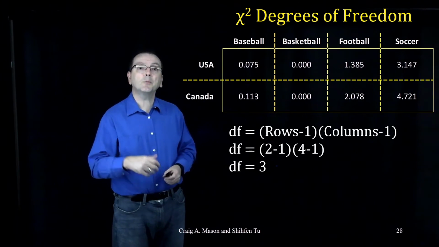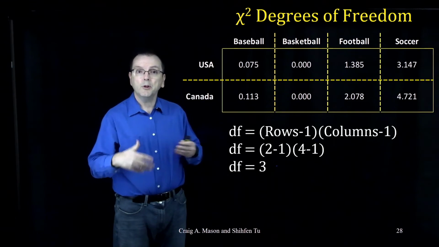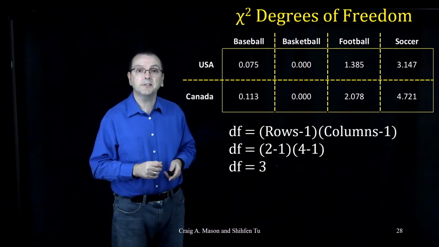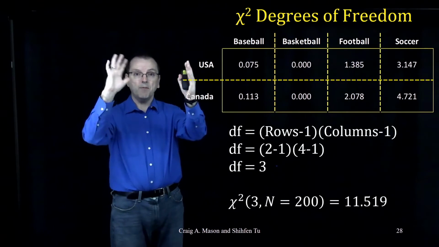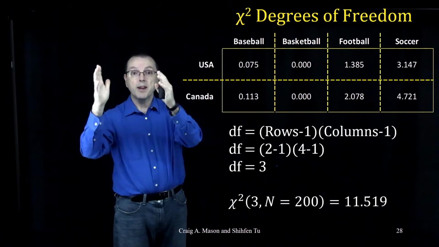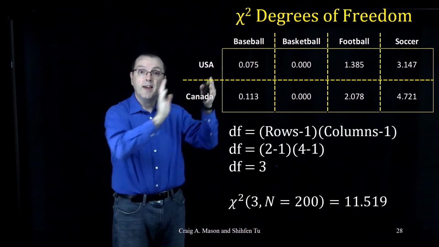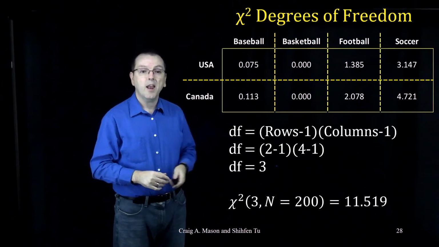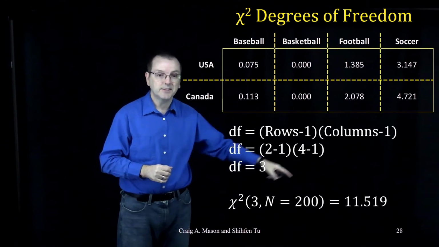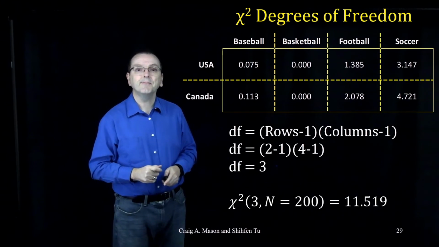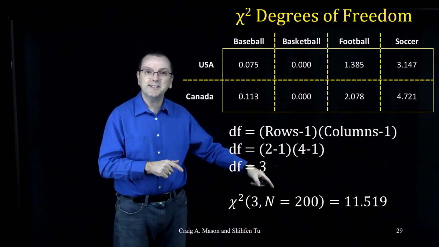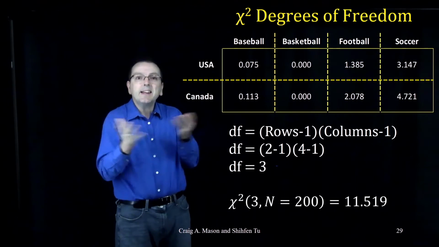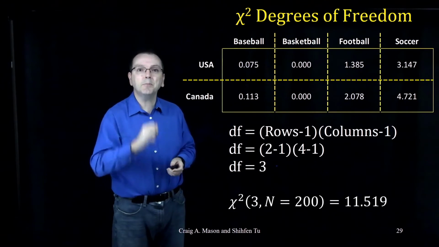Now, if we combine this with our chi-square value, we could formally write out our results just like we did with the chi-square goodness of fit test as chi-square followed by parentheses with 3, the degrees of freedom, comma, n equals 200, our sample size, and the parentheses, equals 11.519. That's how we write it out, right? Now, remember, include the sample size because the chi-square degrees of freedom don't give us any indication of how large the actual sample size was, okay?